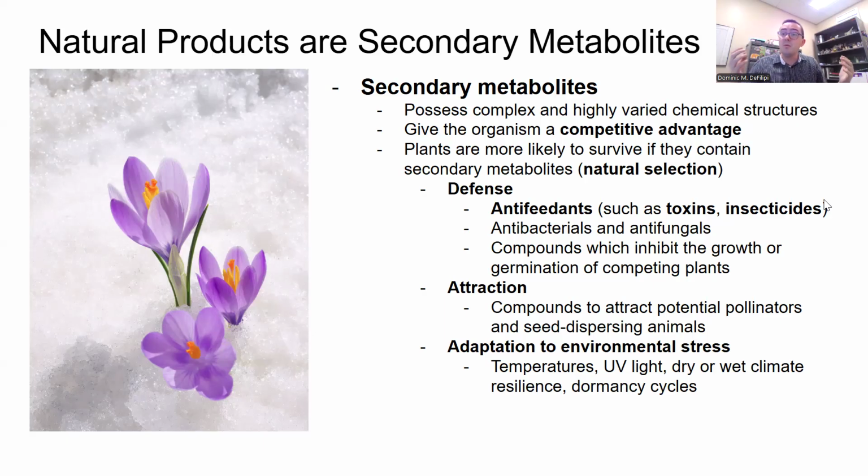However, what do they have to do if they can't run away? They have to broadly use secondary metabolites to fulfill the three following categories. They'll either use them for defense, they will use them for attraction, or they will use them to adapt to environmental stress. Let's start off with adaptation to environmental stress. These beautiful flowers right here are crocuses. They are the first flowers that bloom usually in early spring. And by being the first flowers to bloom, they get a competitive advantage over their peers, right?